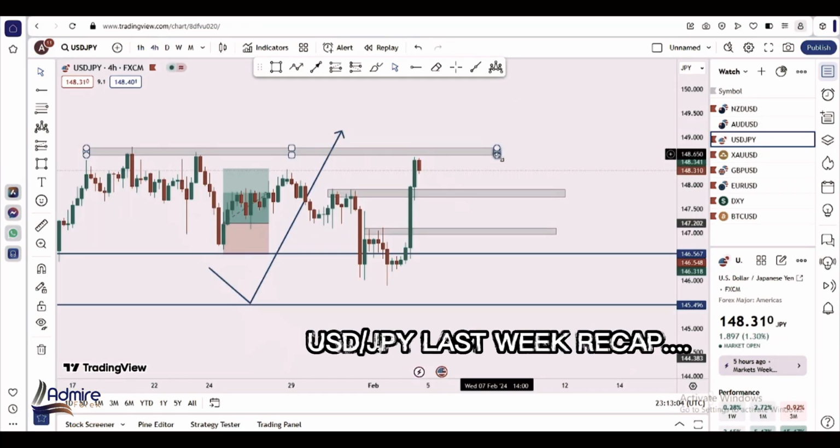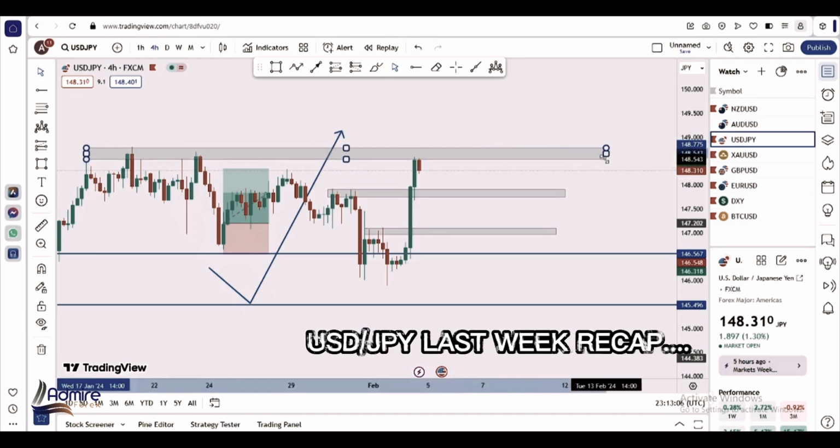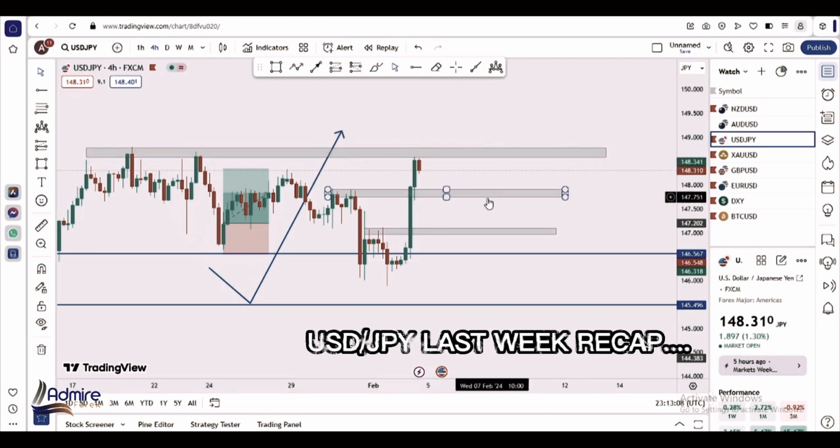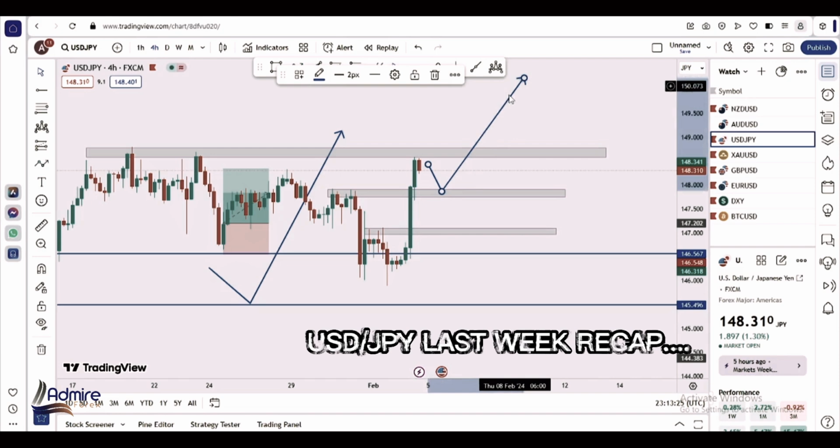You guys can see these zones which I've marked out, these two zones. Let me bring my arrow here. So we'll be looking for price to retrace, a sell-buy scenario. First level for price to retrace to is the 147 area, and then bullish continuation to the upside.